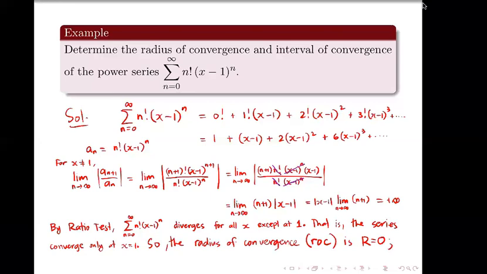The interval of convergence is actually a single point. Also, starting on the next example, I will write the interval of convergence as IOC. Interval of convergence, IOC; radius of convergence, ROC. So the radius is equal to 0 because it's just a single point.